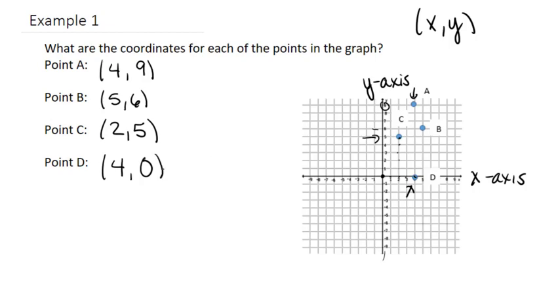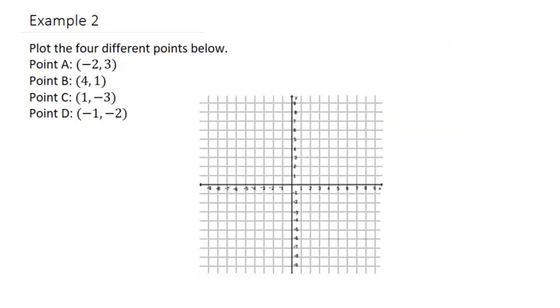So now let's look at another example. Example 2. Plot the 4 different points below. So now we're going to be plotting these points. So let's start with A. We start at the origin, and we notice we have -2 and 3. Remember, to go negative for our x-axis, we go to the left. So we go 1, 2. Then we need to go up 3. 1, 2, 3. And this would be our point A.